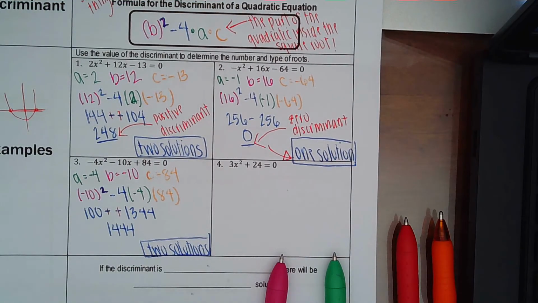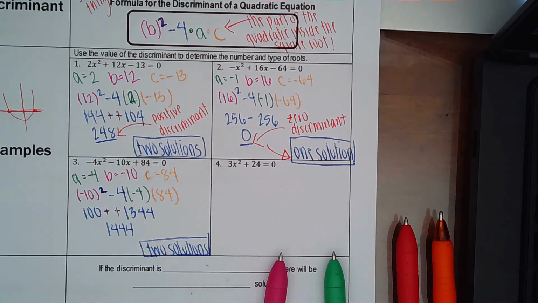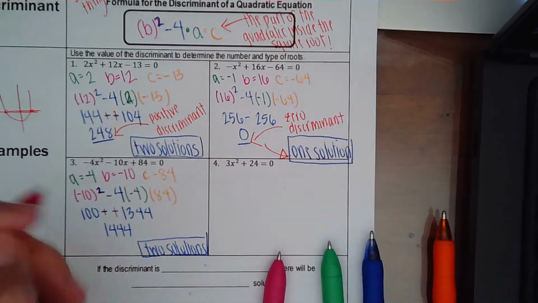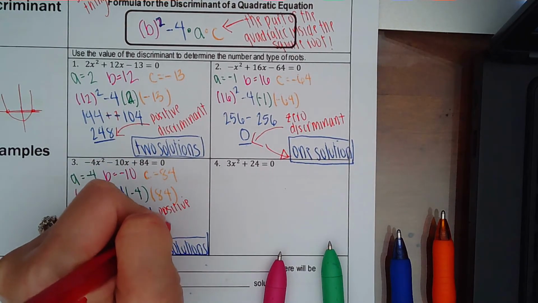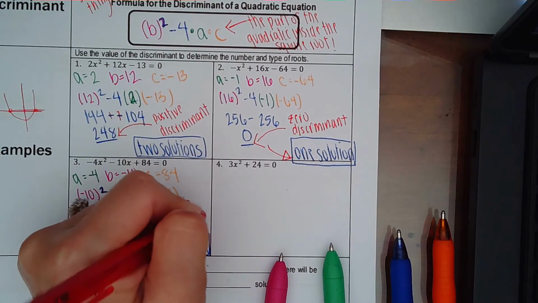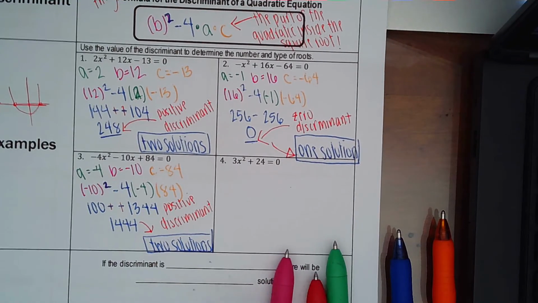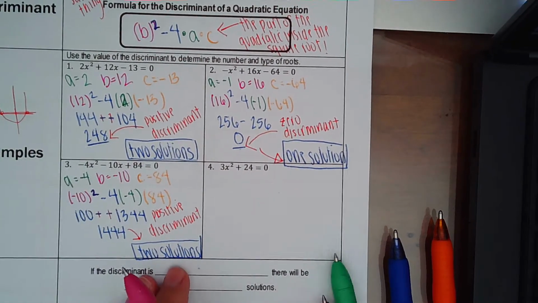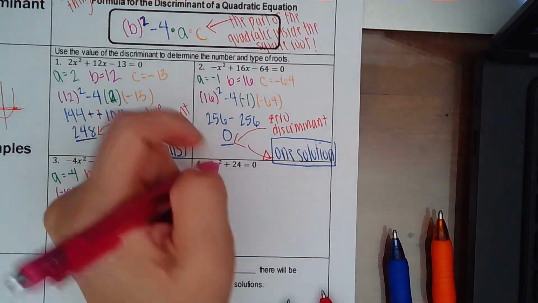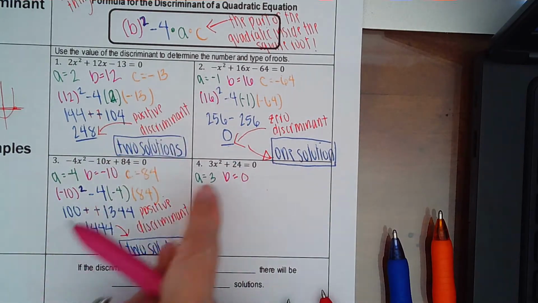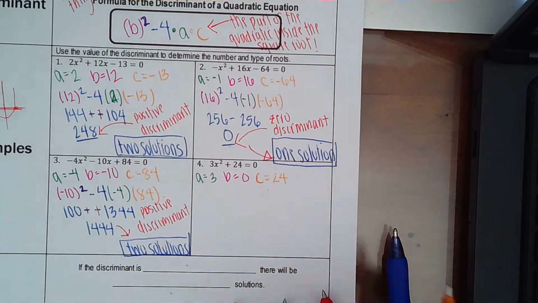Meaning it crosses your x-axis at 2 places. This would cross your x-axis at just 1 place, right? So a positive discriminant would be 2 solutions. All right, well, let's do our last little example. We are going to say that our a is equal to 3, our b is equal to 0, oh, no b there, and our c is equal to 24.